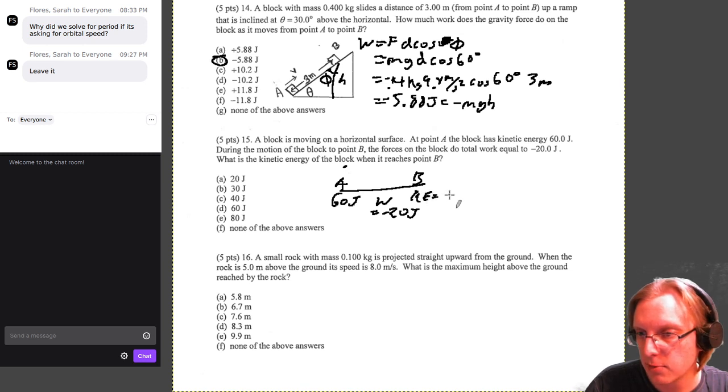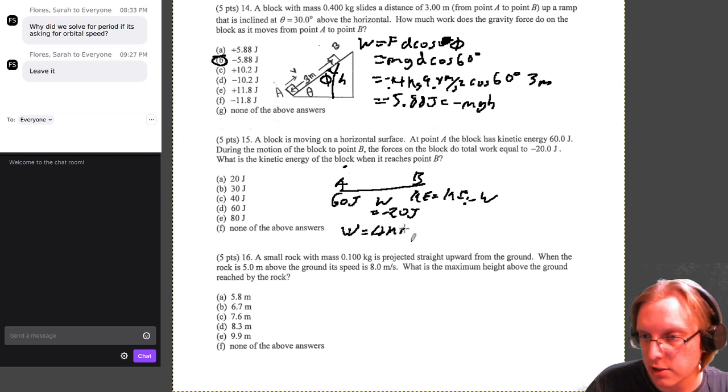Oh, that must be our kinetic energy initial minus the work done. But not that minus, so I need to rearrange this just a little bit. So work is equal to change in kinetic energy. That is kinetic energy final minus kinetic energy initial.